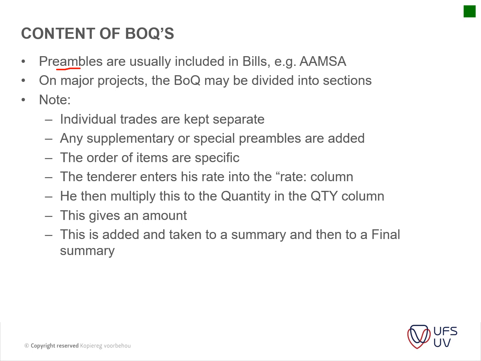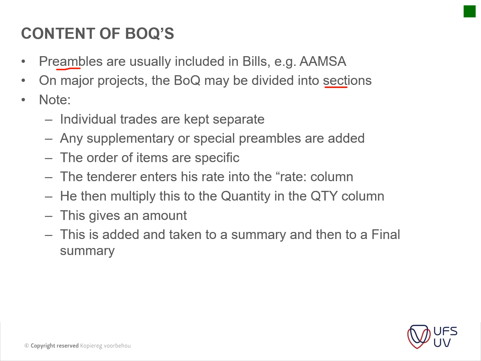On major projects, the BOQ may be divided into sections. Basically you will have different bills for different sections. For instance, if you've got a large development with multiple buildings, then your building will be divided into multiple sections, each with their own trade. So each one of those sections will have earthworks, a concrete trade, masonry trade, etc. And then the next section will again have your earthworks, your concrete work, your masonry work, etc.